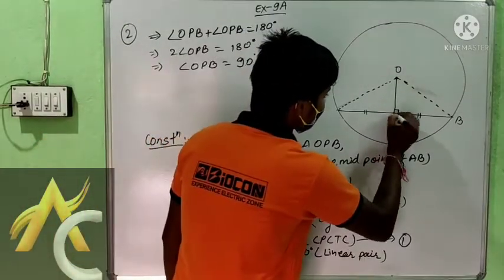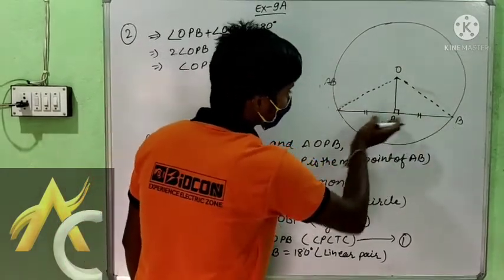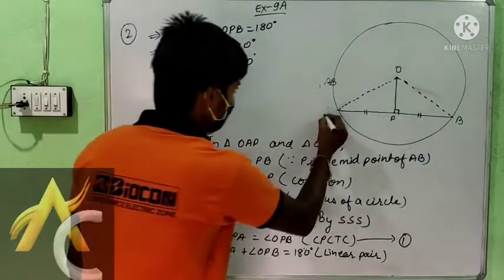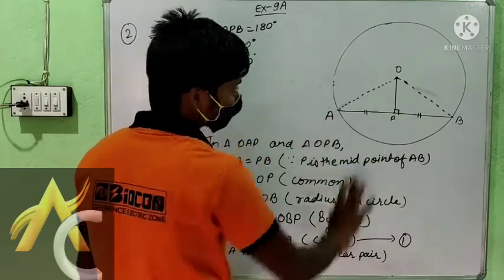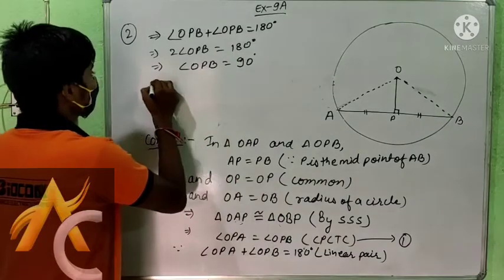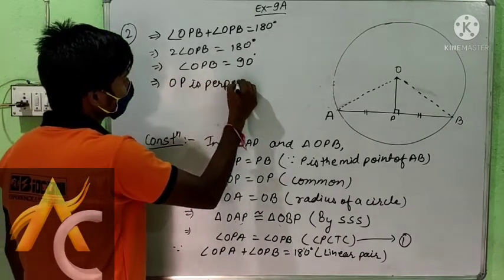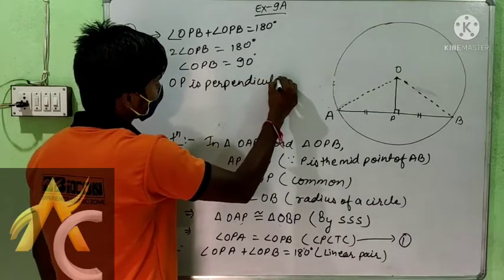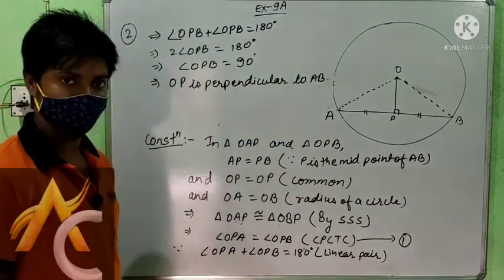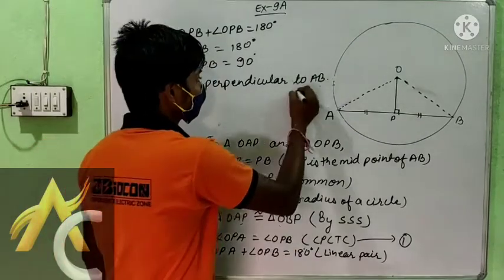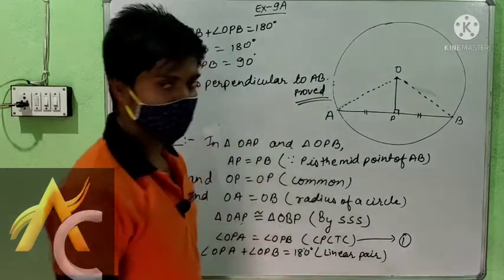That means this angle is 90 degrees. Since this angle is 90 degrees, this means OP is perpendicular to AB. That implies OP is perpendicular to AB. Got it? Easy? Hence proved. Simple.